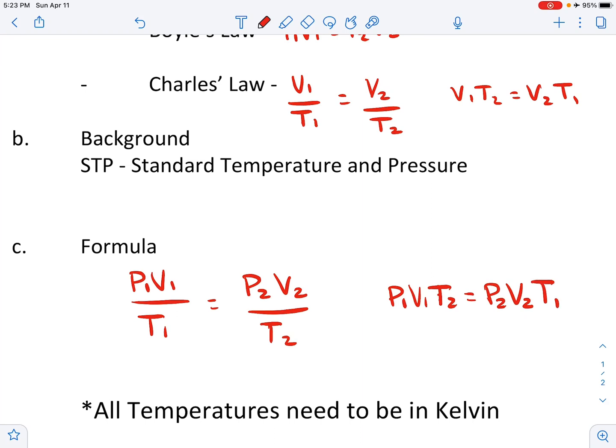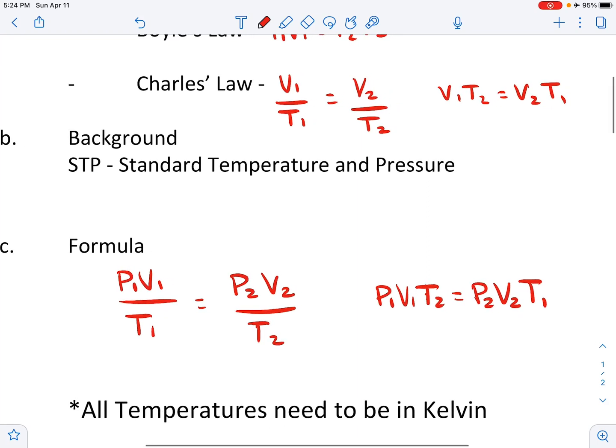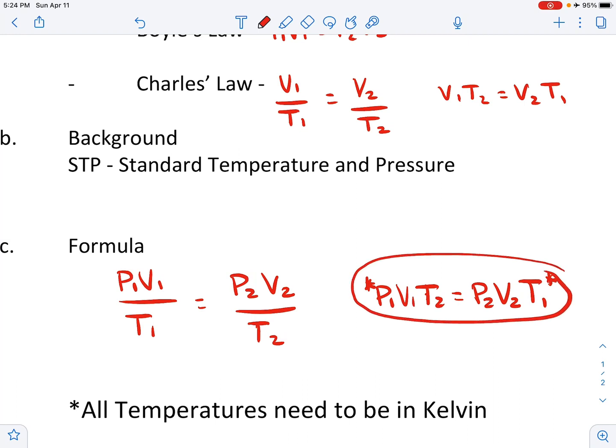Now, guess what? You don't have to memorize Boyle's law, because if something says the temperature is constant, you just lose the temperatures. If they say the volume is constant, we just lose the volumes, and then we don't have to worry about it. So this is the only one, for right now, that you have to memorize, and it's fairly simple.